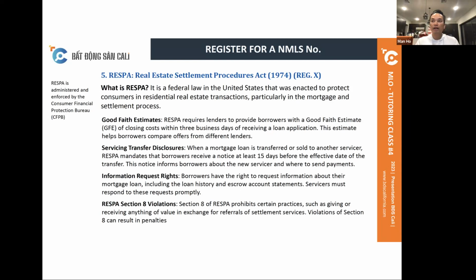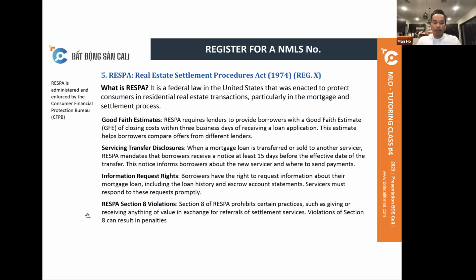And also the new servicer is going to send a welcome packet, by email or mail, to the borrower, saying, hey, I'm your new servicer. Make sure that you send all your payments to this address. If you want to set up auto pay, all that, make sure it goes to this. Okay, so RESPA requires that servicer to do that. Okay, information request, right. Borrowers have the right to request information about their mortgage loan, including loan history and escrow account statements. Servicers must respond to these requests promptly in a timely manner.